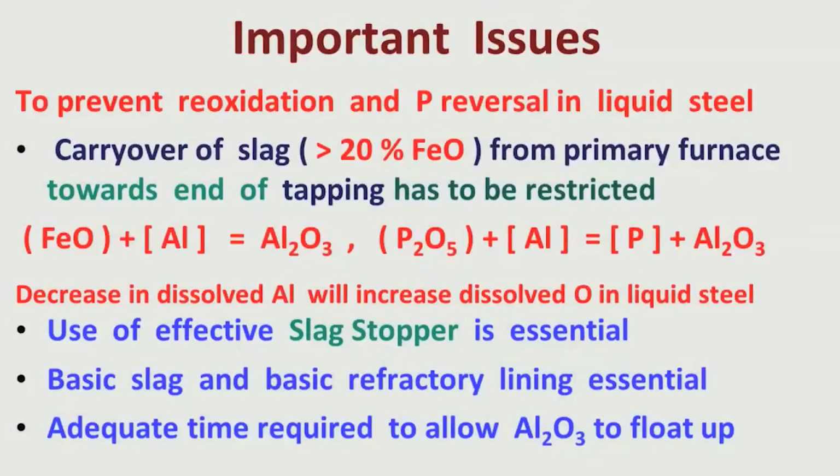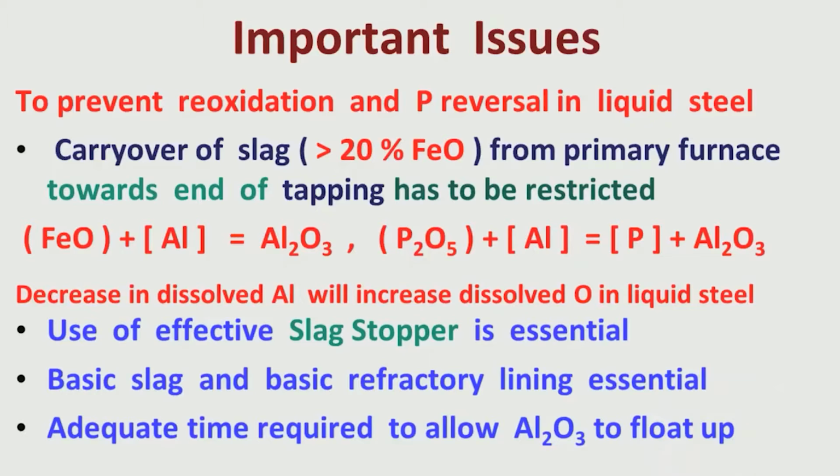Let us go into the steps now. I have told you that deoxidation is basically the reaction of dissolved oxygen with the dissolved deoxidant, and finally the creation of alumina in steel, which we want to remove slowly and finally send into the slag. But here is one problem.